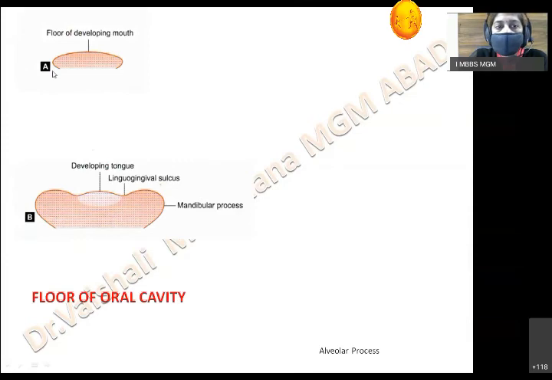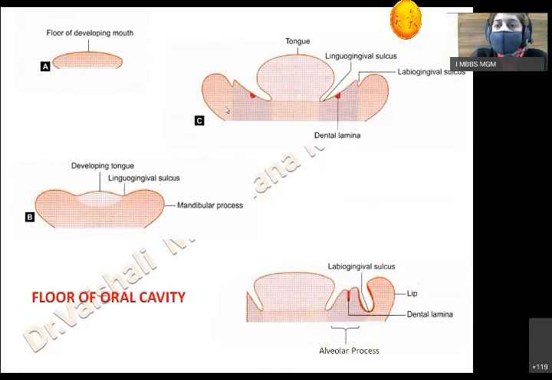See the floor of the developing mouth. Here you get the development of the tongue. The tongue is separated from the gums or alveolar process by the linguogingival sulcus. Then the second sulcus appears. This is the lip and the cheeks, so this is the labiogingival sulcus. This is the linguogingival sulcus. This is the labiogingival sulcus. And in between you get the alveolar process, from where the teeth will be arising.